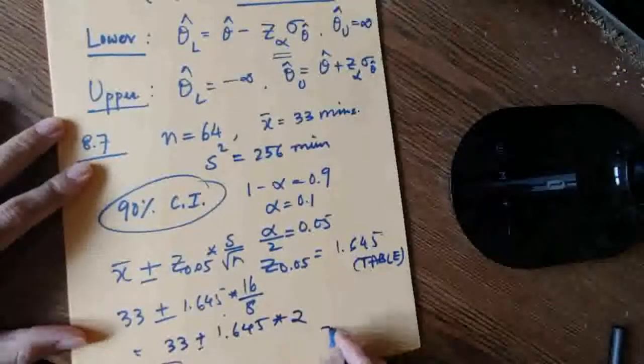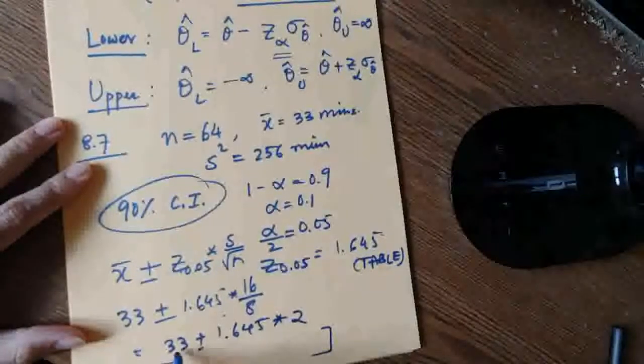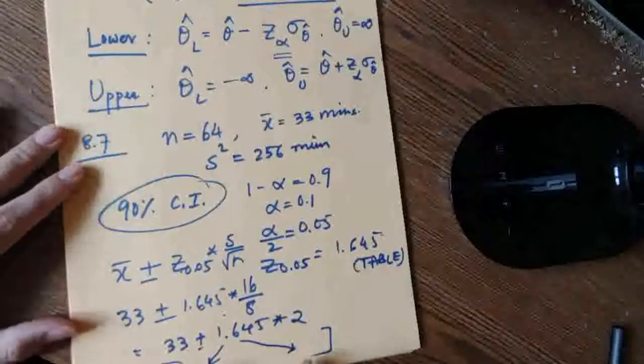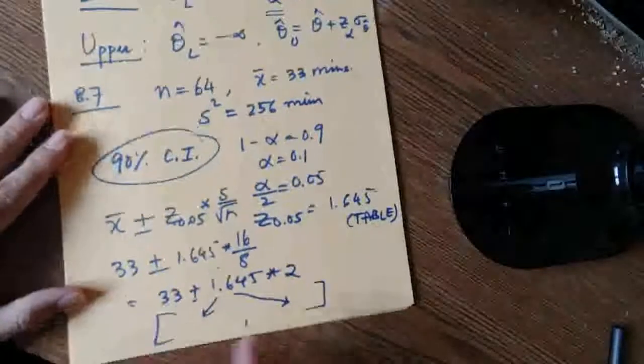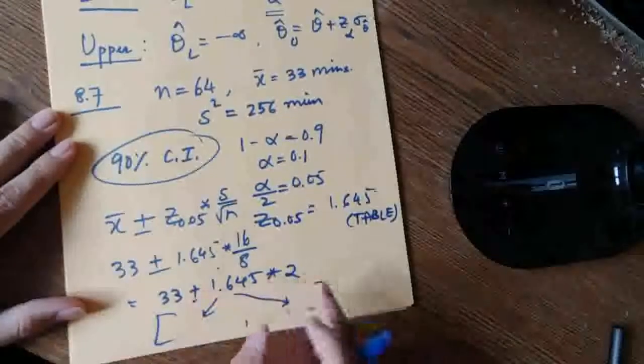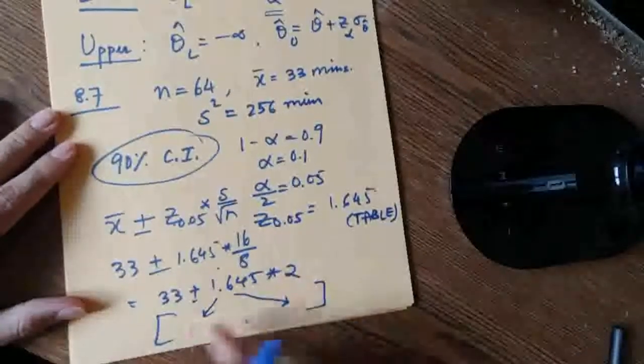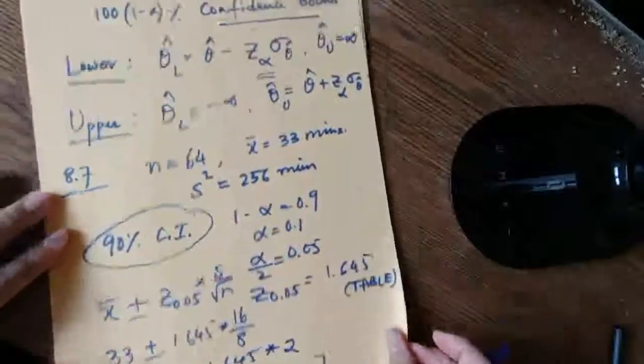Now I do need two numbers here. So 33 minus this you will write here, and 33 plus this you will write here. So I need as answers two distinct numbers. I do not want this as the answer. I want the arithmetic to be done and written down here. Okay.